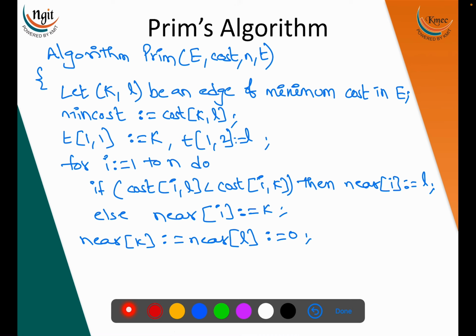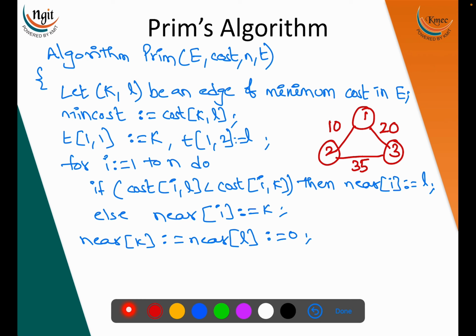Let us assume that I have a graph with vertices 1, 2, 3. Now assume that the cost of the edge 1 to 2 is 10 and the cost of edge 2 to 3 is 20, and take the third edge as 35. Now it is a graph having 3 vertices.